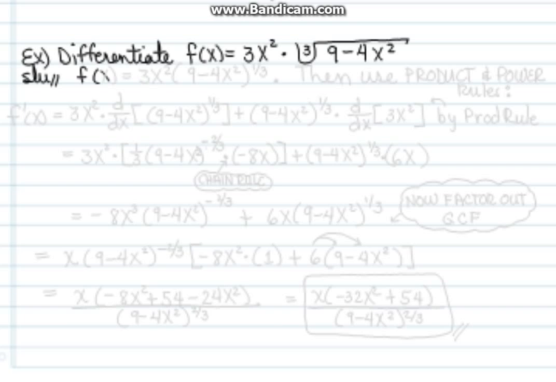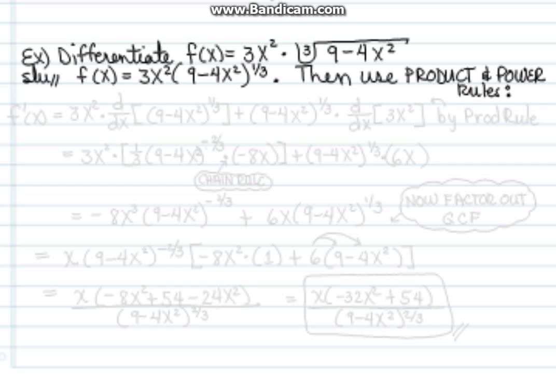Solution: f of x equals 3x squared times 9 minus 4x squared to the 1/3. I just rewrote it with an exponential power instead of a radical. Then use the product and the power rules, which will involve a chain.